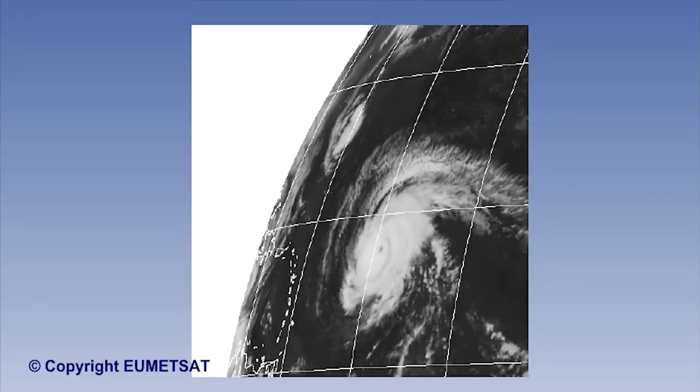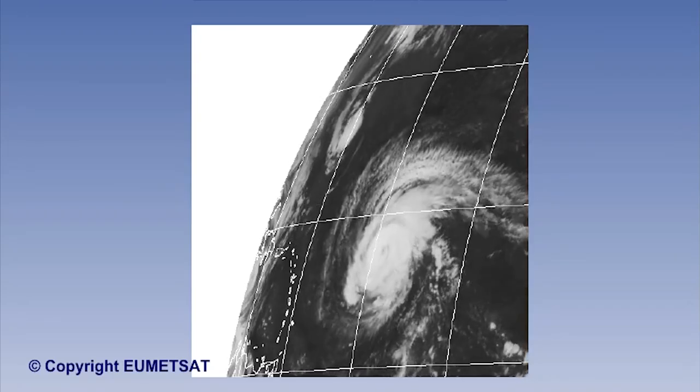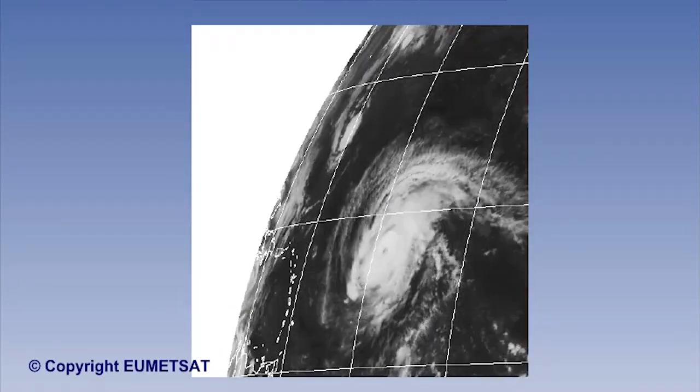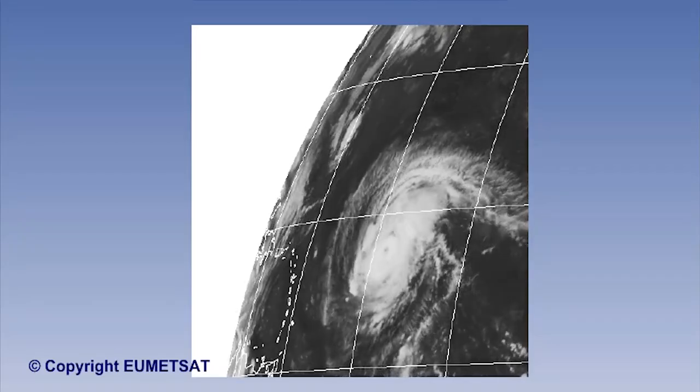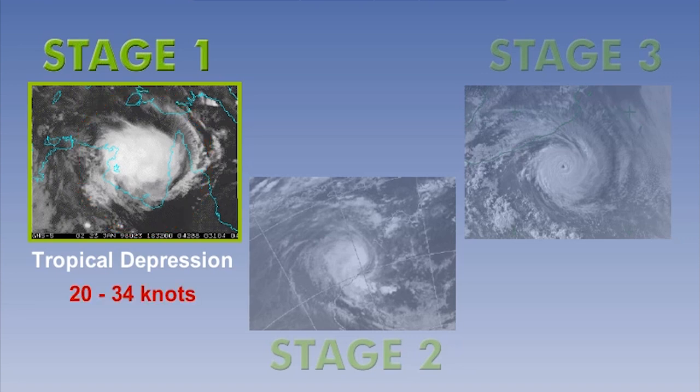There are distinct stages that can be identified during the development of tropical storms. Let's look at these now. Stage 1 is called the tropical depression. Here we see the first signs of rotation, with a lower central pressure and at least one enclosed isobar. Surface wind speeds will be 20 to 34 knots.